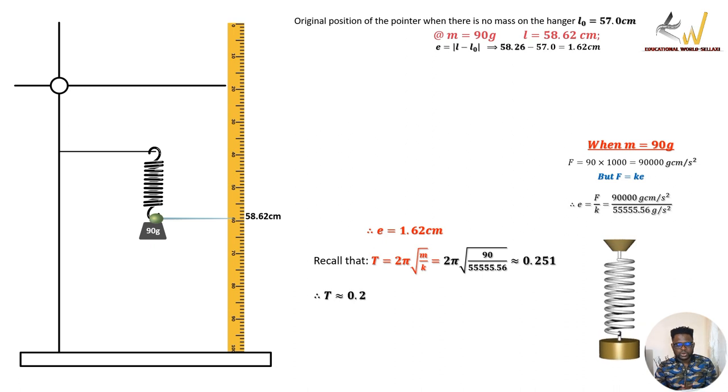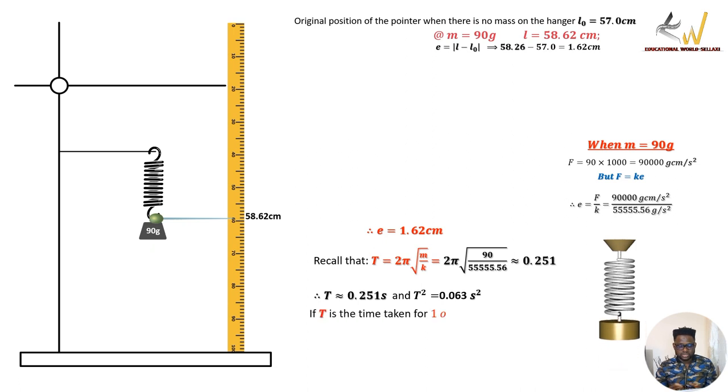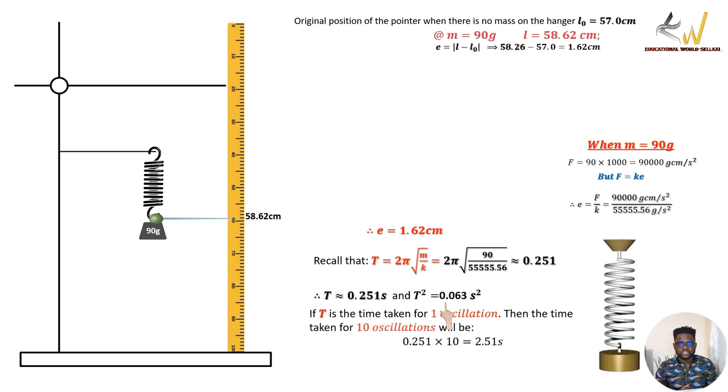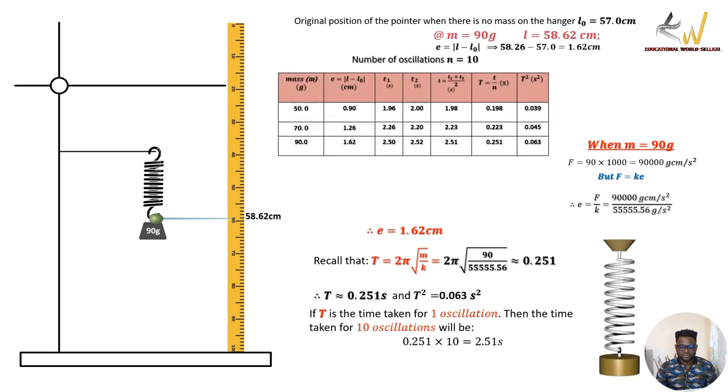So recall that the period is still 2 pi square root of m over k. If I do my substitutions where necessary, the value of the period there is 0.251 seconds, and the square of the period is 0.036 seconds squared. It's as simple as that. Remember, if a period, that means the time taken for one oscillation, is 0.251 seconds, that means the time taken for 10 oscillations would be 2.51 seconds. I'll simply input it in my table of values.